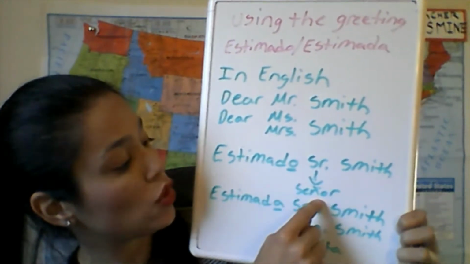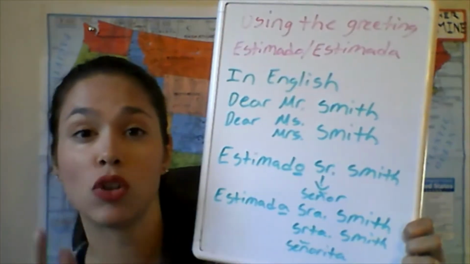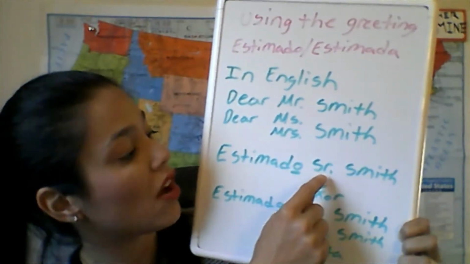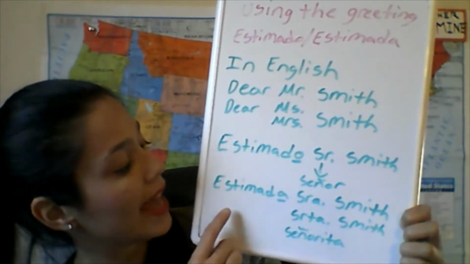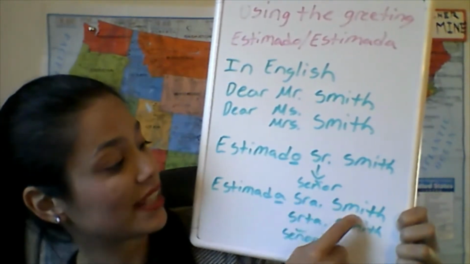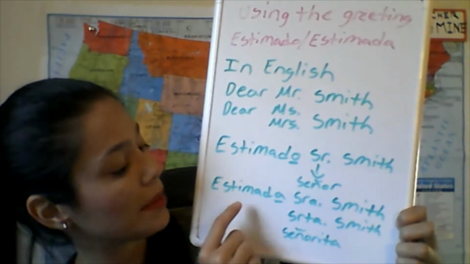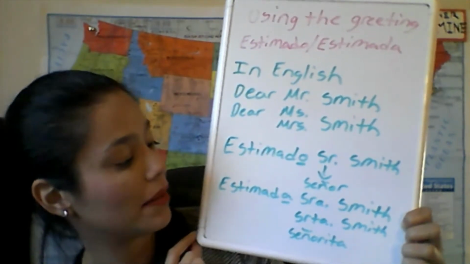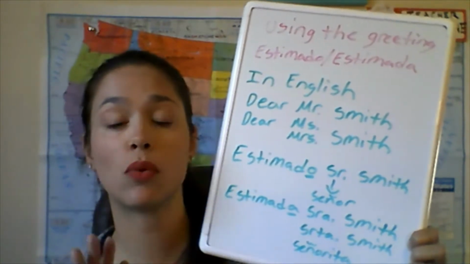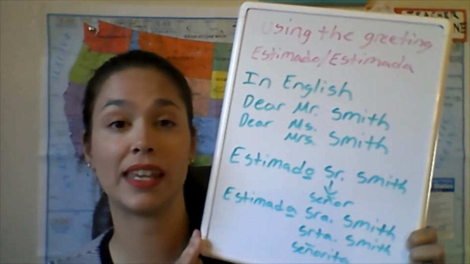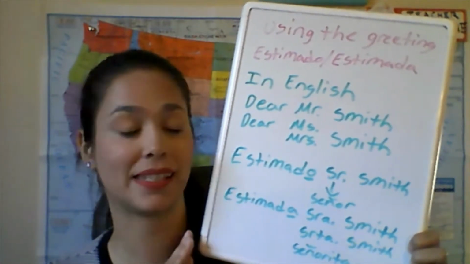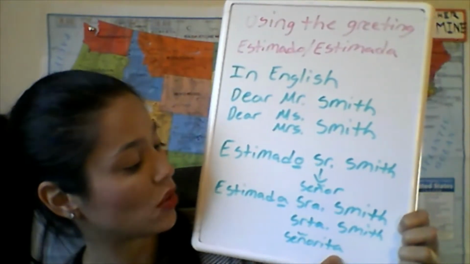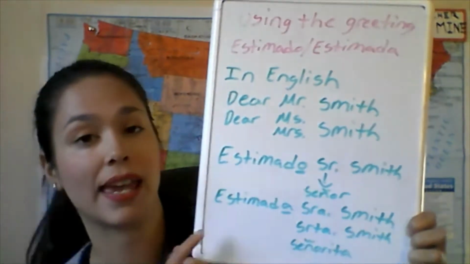Estimado Señor Smith. And you can use the abbreviation Sr. for Señor. For the female version, Estimada Señora Smith or Estimada Señorita Smith. Now, when writing a letter, you never want to assume if the person you are writing is married. So if you do not know, always go with using Miss, or in this case, Señorita, Srta. for the abbreviation. Good job!